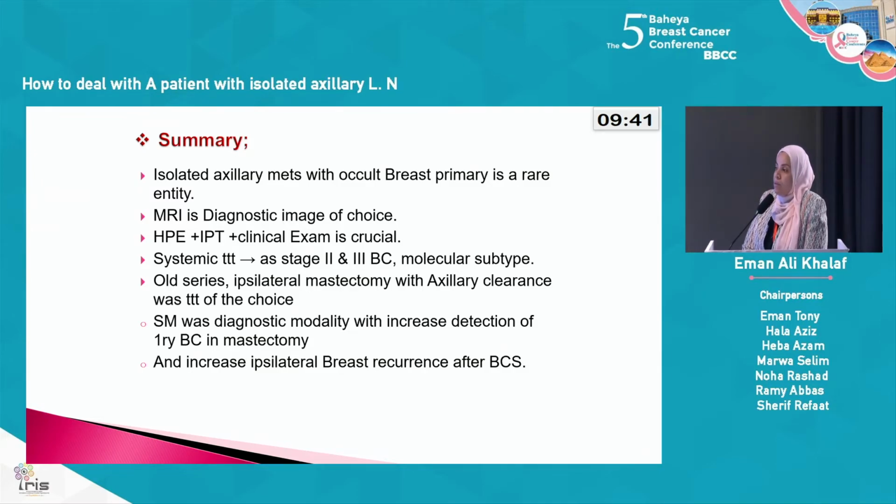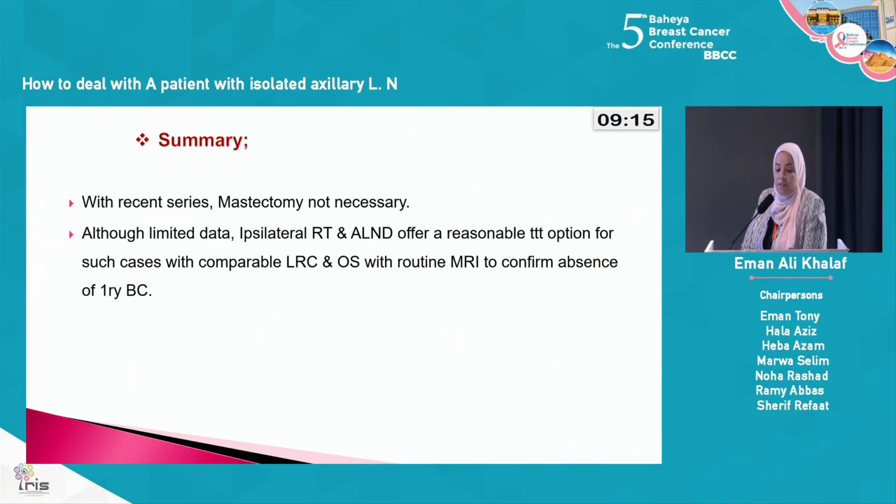Maybe in old series, sonomammography was the diagnostic modality, with an increased detection rate of the primary breast cancer in the mastectomy specimen, which may give a justification why in the old series the ipsilateral mastectomy was advised, because there is increased incidence of ipsilateral breast recurrence if the patient had breast conservative surgery. But with recent series, the mastectomy was not necessary.